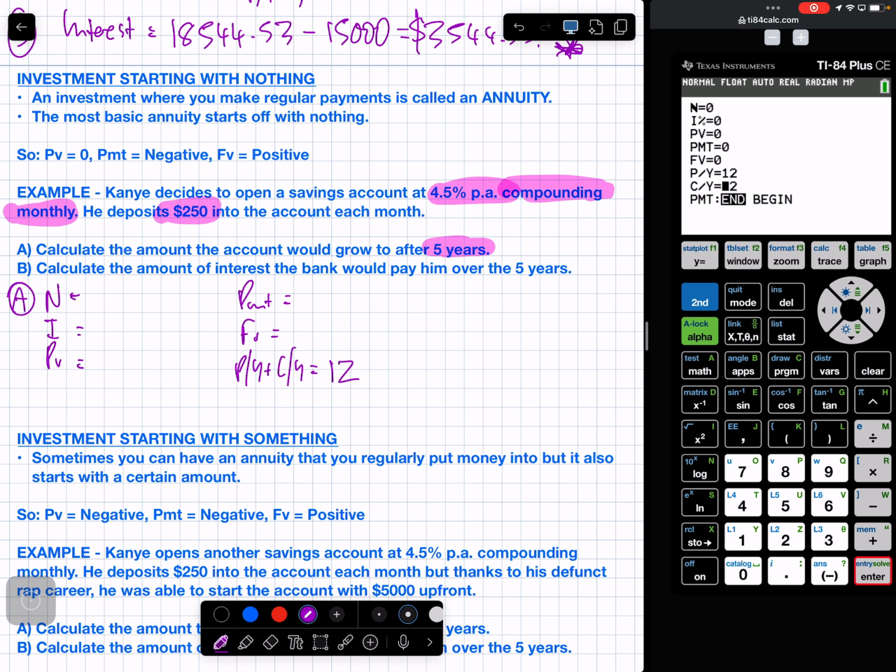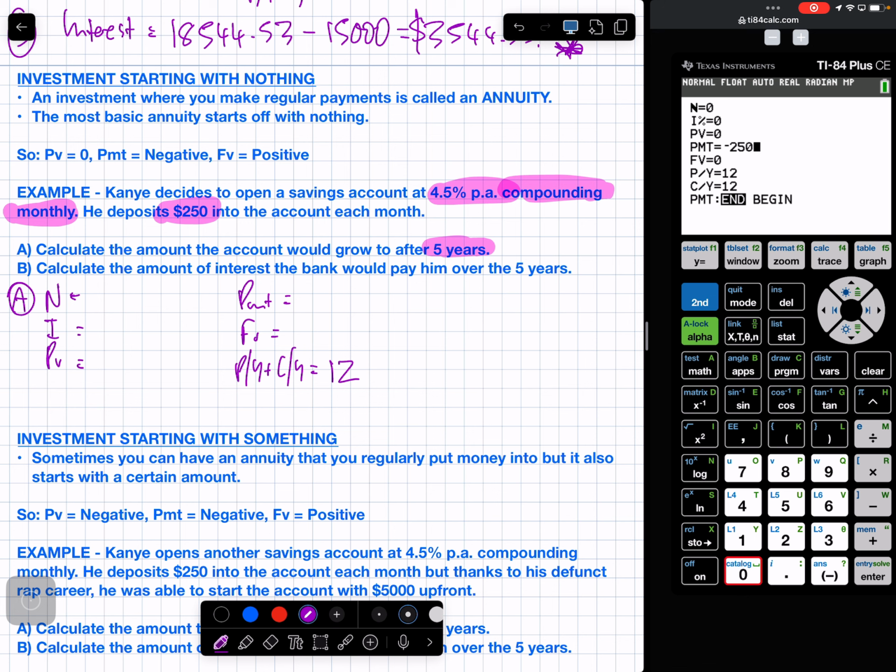In this example that I've highlighted, how much is Kanye putting in the bank each month? 250. So PMT on your calculator, it's going to be negative 250. Why? Because it's coming from him going into the bank. Does it say anything in that question whether Kanye's put a giant block of money at the start and he left it alone? No. All he's done is he's opened a savings account, started off at nothing, and he's putting $250 in every month. So PV is going to be nothing.